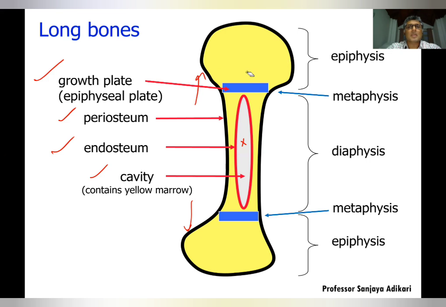With age, this cartilage plate gets used up, and at a point when it is no longer there, you call it closure of the epiphyseal plate. Closure means that the epiphyseal plate has disappeared. Close means it's no longer there. So that stops the growth of that end. If there's closure of the epiphyseal plate at both ends, then the growth will stop. After that, you will not increase your height.